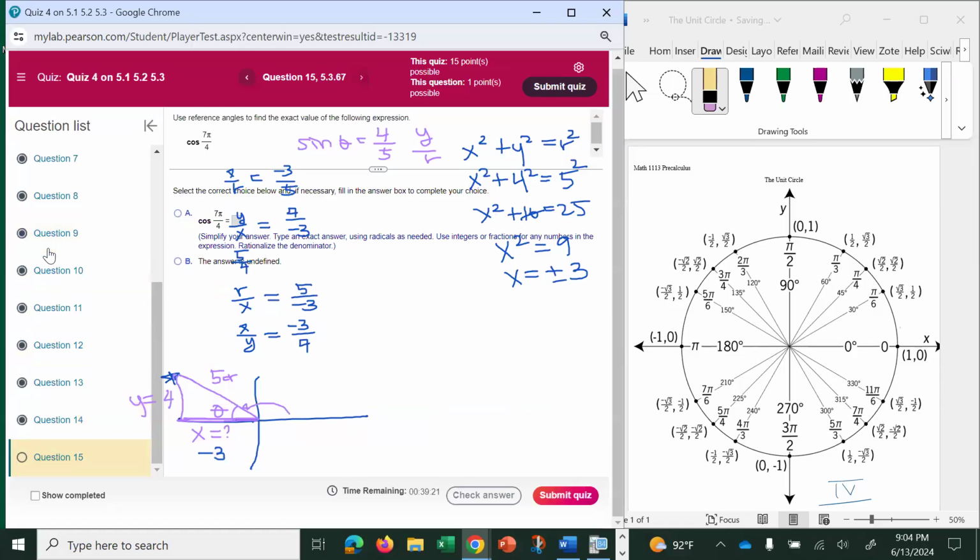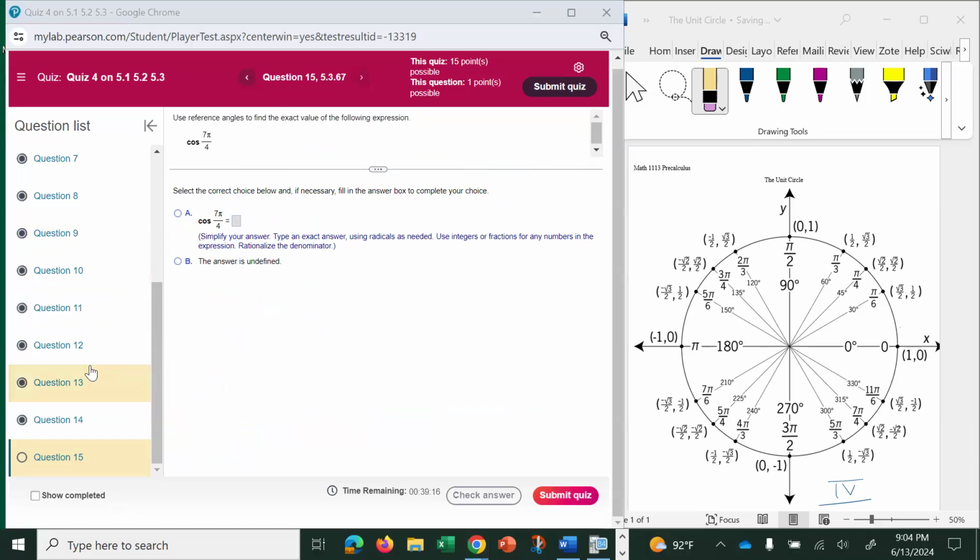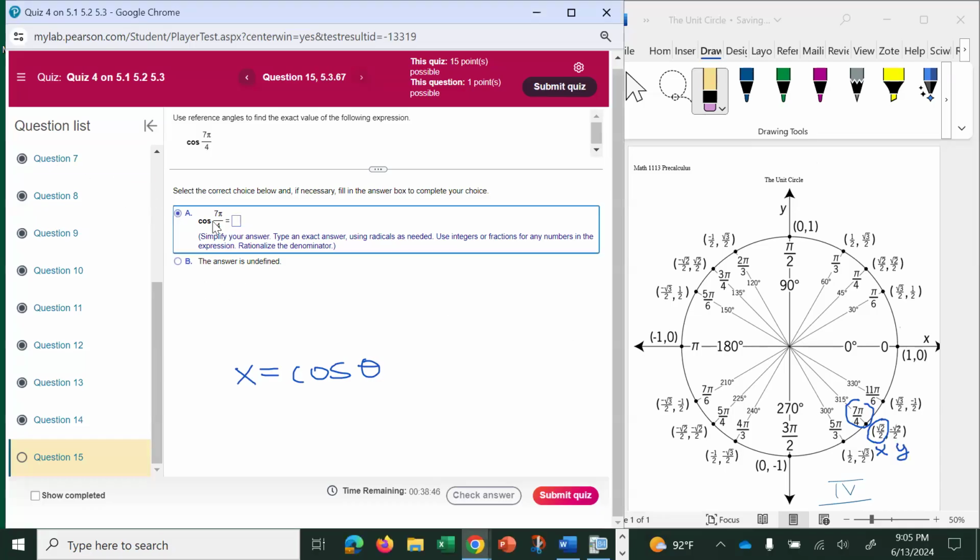Okay, I think this is the last one. The last one is find cosine of 7 pi over 4. You can use the unit circle for this one. You want to go to 7 pi over 4 on the unit circle. 7 pi over 4 is right here. It's asking for the x value, because x is equal to cosine theta. So the x value at 7 pi over 4 is root 2 over 2. That's all you need to type in for that.